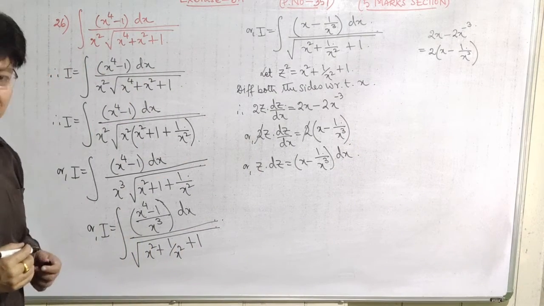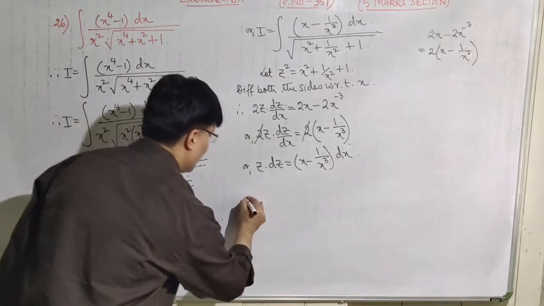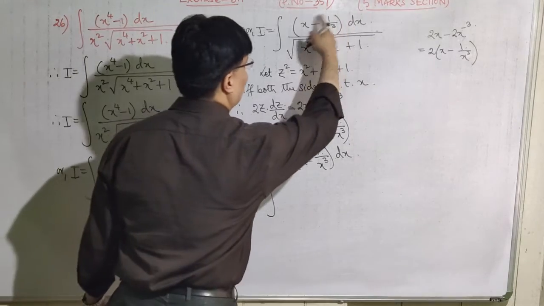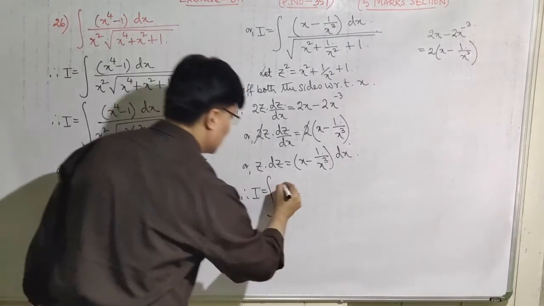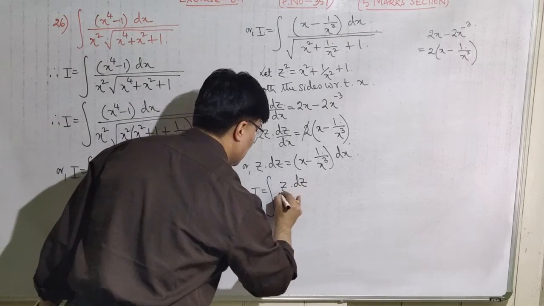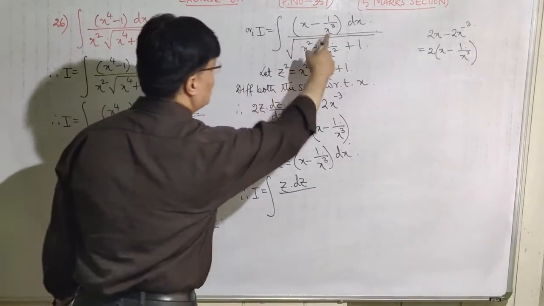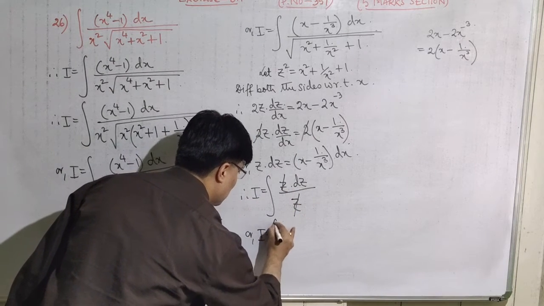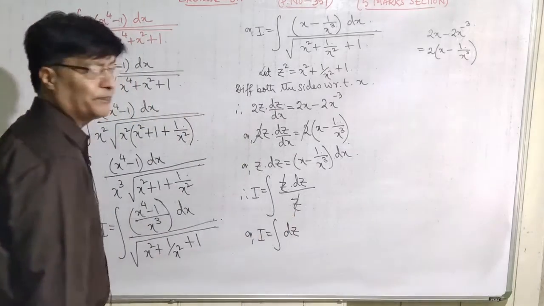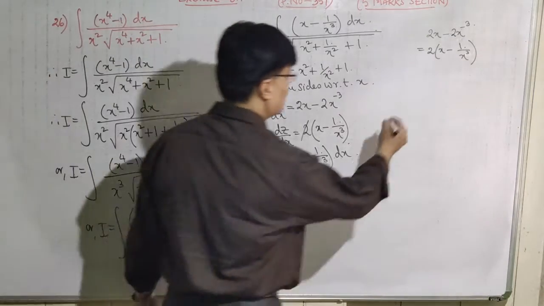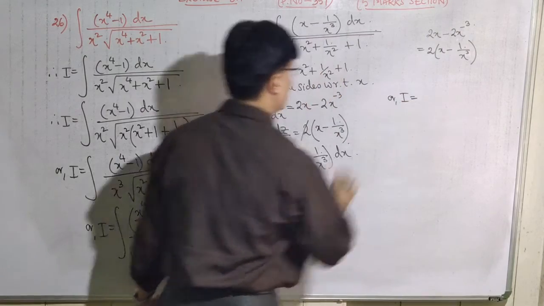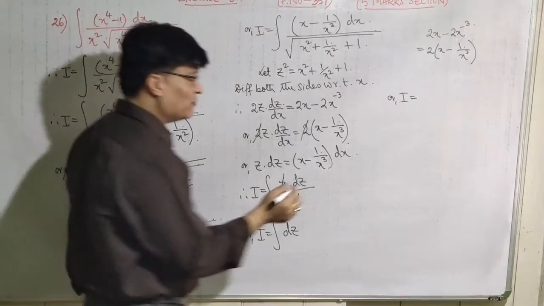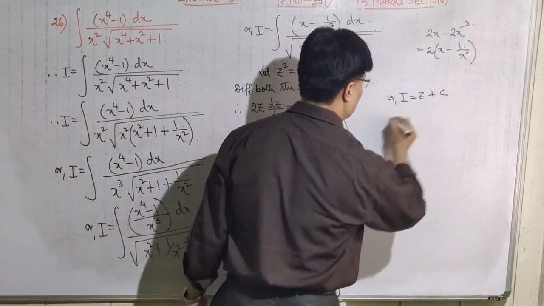That means we are getting the numerator as z dz, right? So therefore, what is I now? So I is equal to integration of, what is the value of this numerator, that is z dz, divided by, in the denominator, what is root over z square? That is your z. Here z gets cancelled, or I is equal to integral dz. Clear? Next, what is integral dz? So I is equal to, what is integration dz? Integration dx means x. Integration dz means it is z plus c.